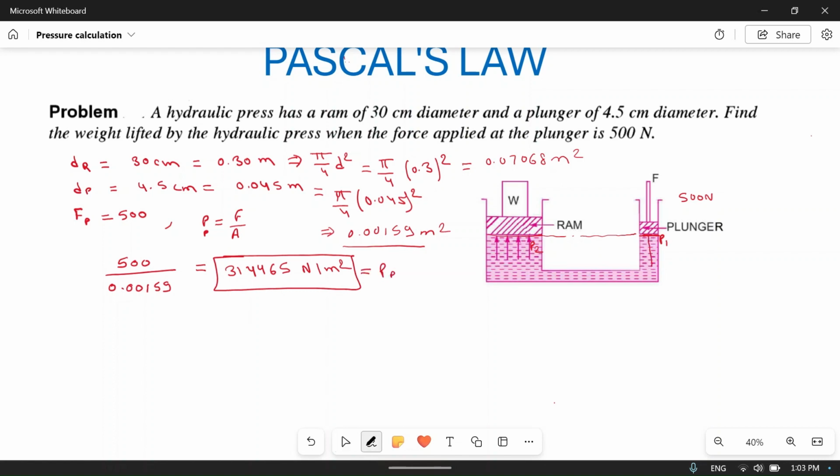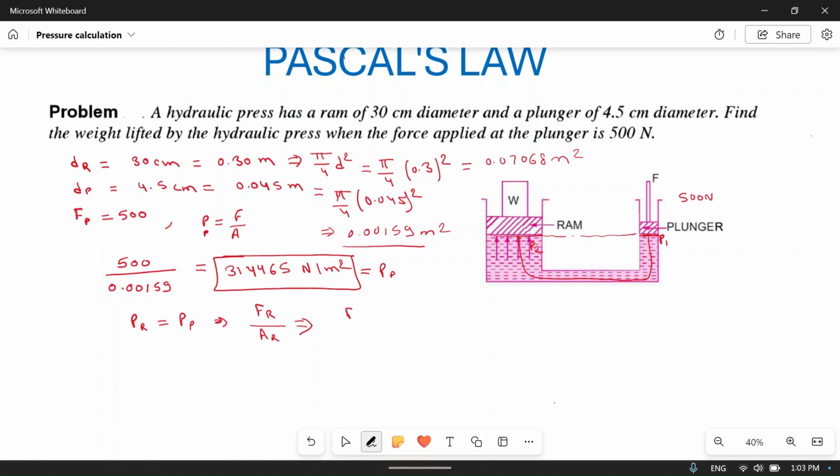This pressure will be transmitted up to here, because these fluids are at the same height and these two are connected. Okay, so the pressure at the ram will also be the pressure at the plunger. So what is the pressure at the ram? Pressure at the ram will be force at the ram upon area of the ram, which will be equal to this value.